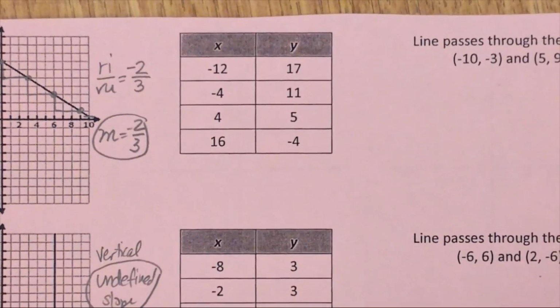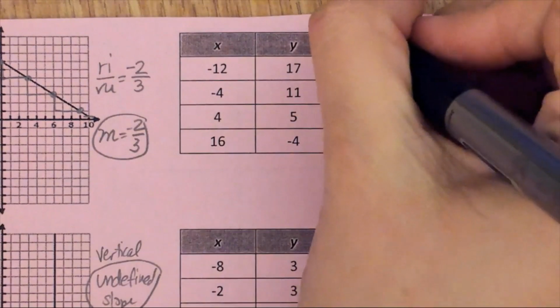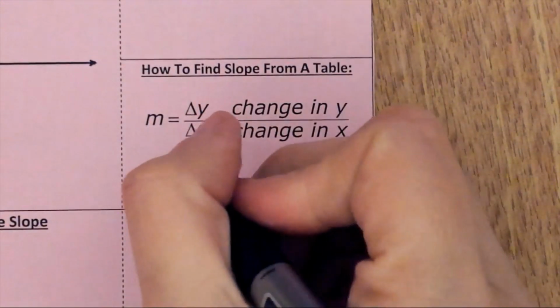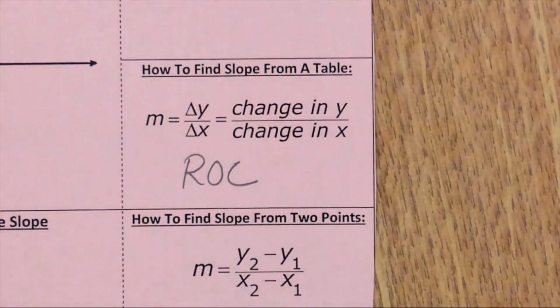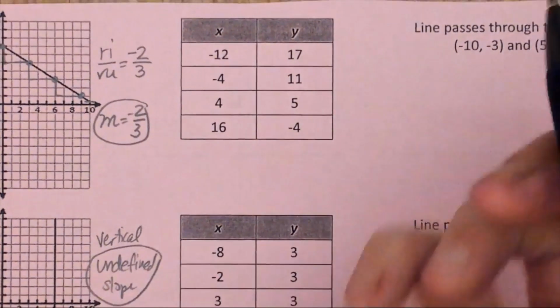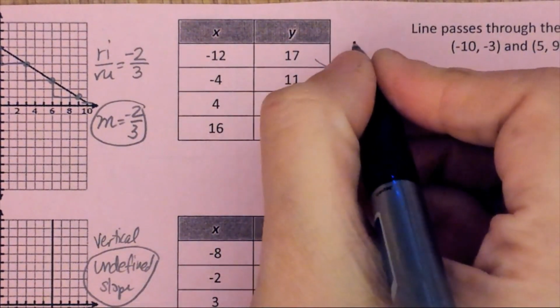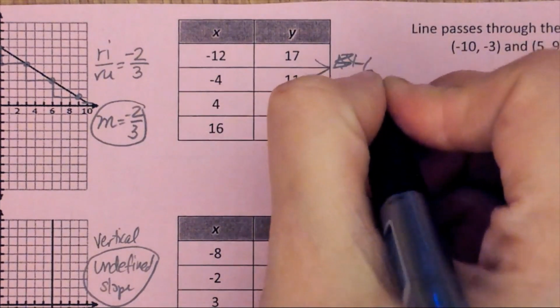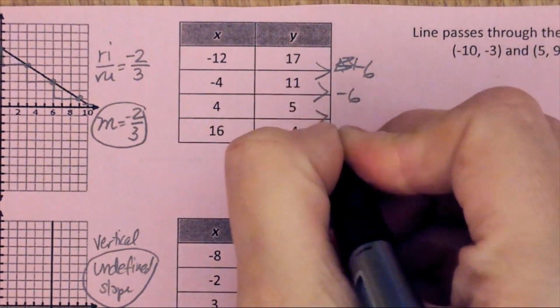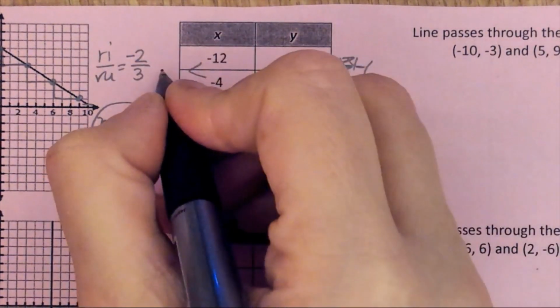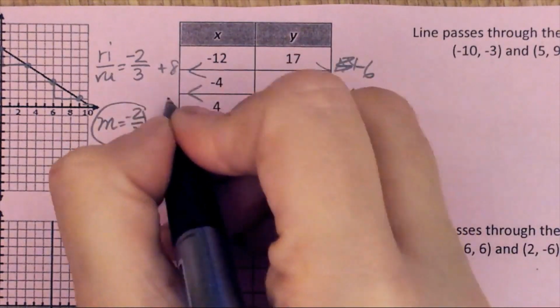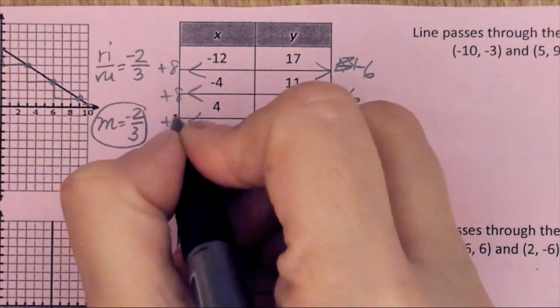Now let's look at tables. Tables are like old school 7th grade rate of change. Last year y'all called it delta y over delta x, y'all called it rate of change last year, ROC. Okay, so we're just going to find our rate of change. So we're going to find the change in y. Minus 6, minus 9, plus 8, plus 8, plus 12.